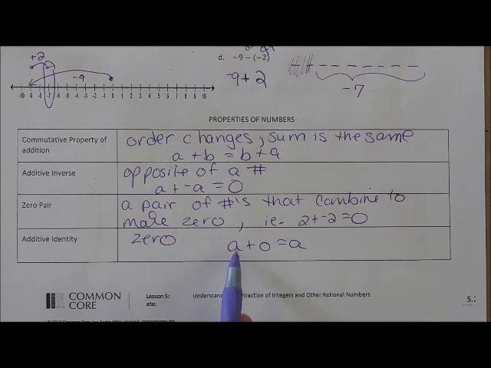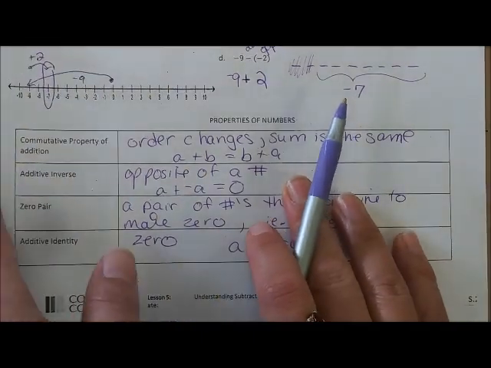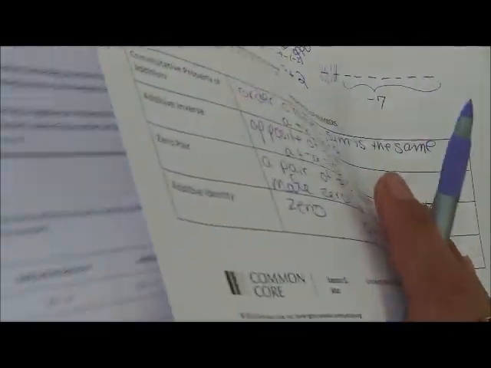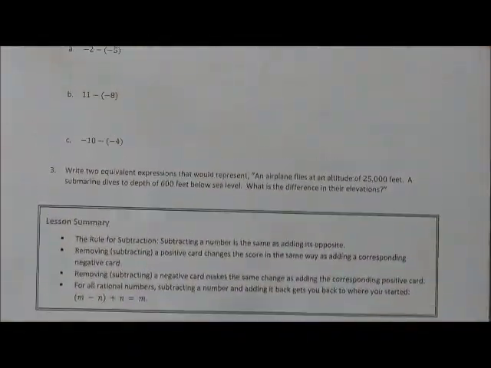Any number you have, I'm going to use a variable, added to 0 will give you back the same number, like 6 plus 0 still gives you 6. Okay? Now on the next page, I want you to do those 3 examples on your own and then unpause the video to check your answers.